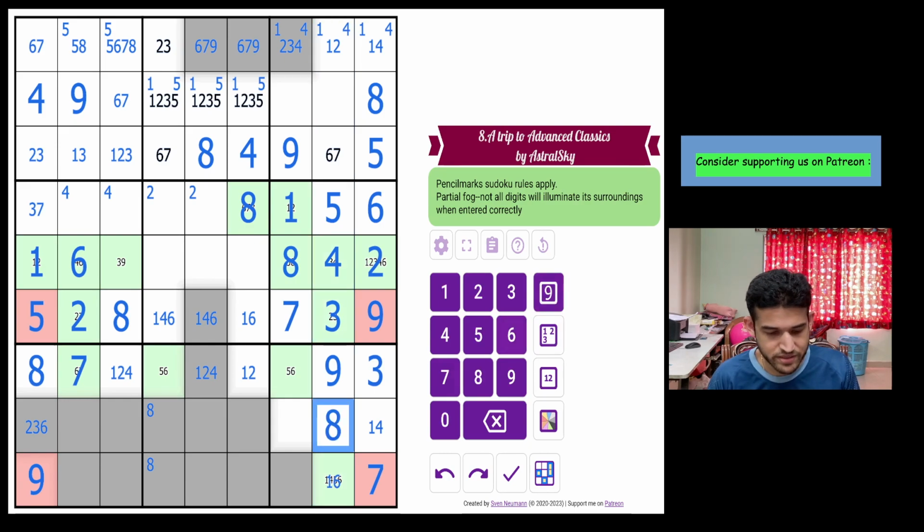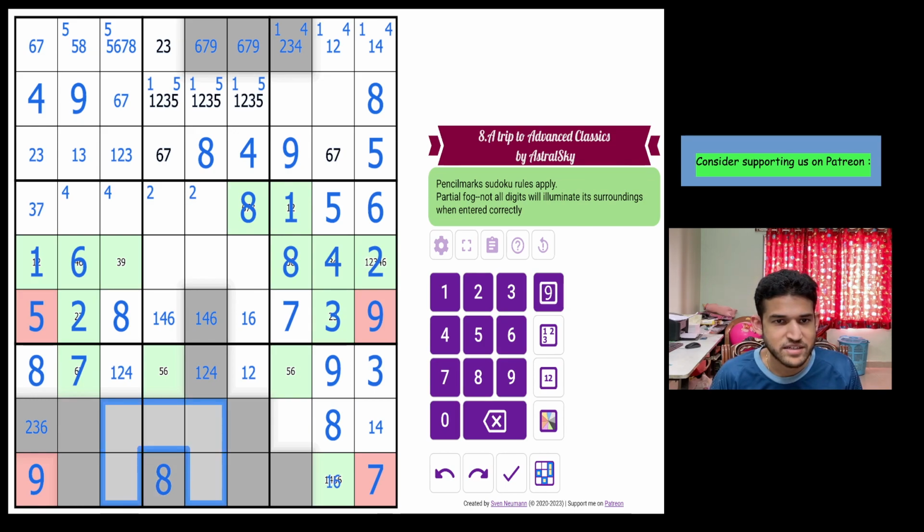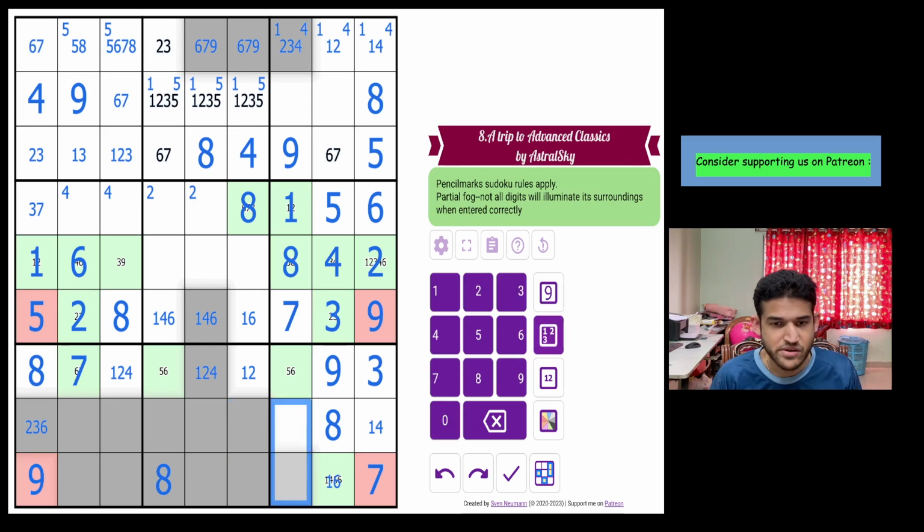That gives me 8 here. But this sad cell is not uncovering any of the other cells. Okay. And 2 in box 9 has to be here. Can't be in any of these cells. So that 2 removes the 2 here. This is 3 or 4.